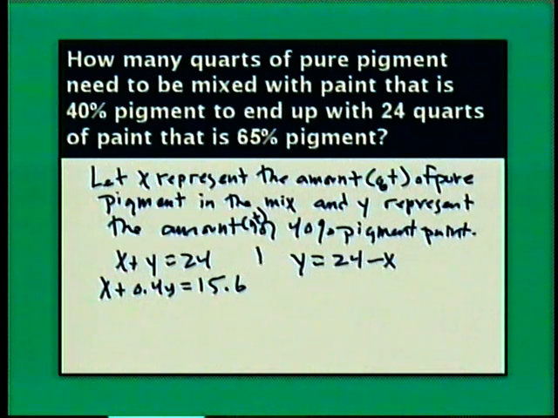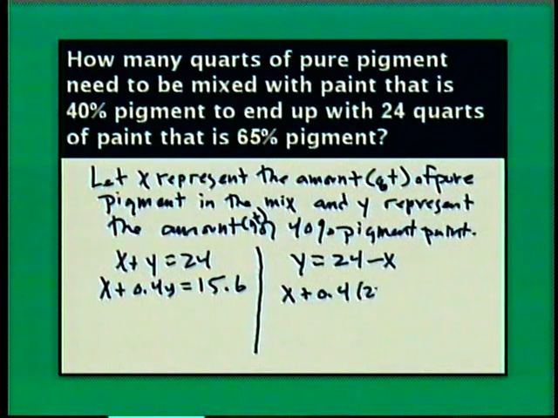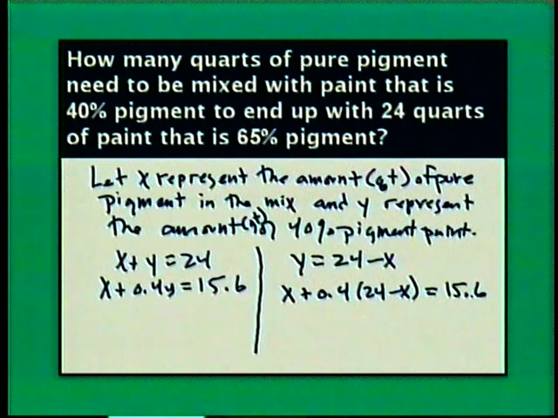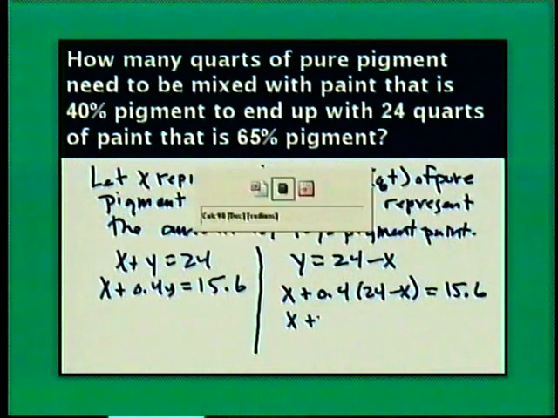I can substitute this into the second equation to determine x. So x plus 0.4 times 24 minus x equals 15.6. Let me solve this for x. So x plus, let me just figure out 40% of 24.